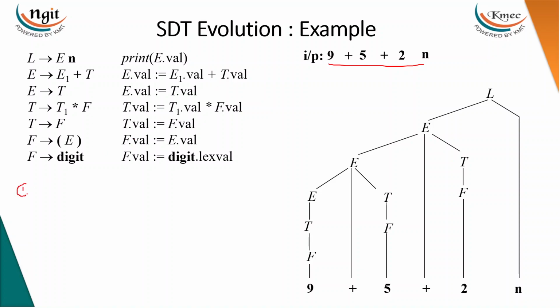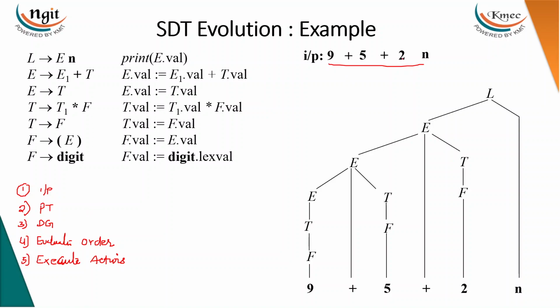Step 1, you have to take the input string. That's what we have taken. Step 2, draw the parse tree. If the parse tree is constructed, then only we can say that it is syntactically correct. Step 3, go for the dependency graph. Once you have the dependency graph, you can specify the evaluation order. Once you have the evaluation order, then you can execute the actions. So this is how we are going to do it. Only 5 steps.